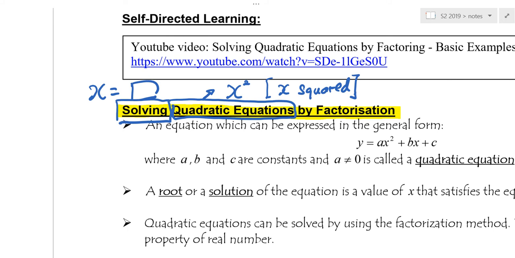Okay, pardon me, I've got to explain again, so I've got to check understanding. Quadratic means x to the power of 2, even though the word quad means four. No. Quadratic means x to the power of 2. What does quadratic mean? X square, or x to the power of 2.